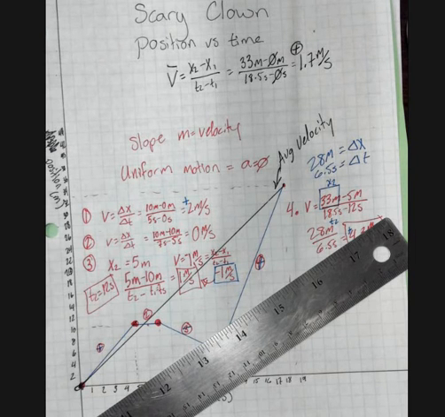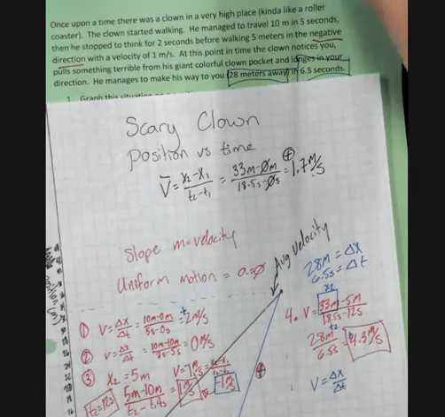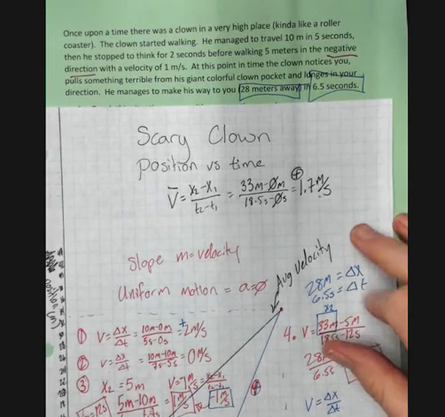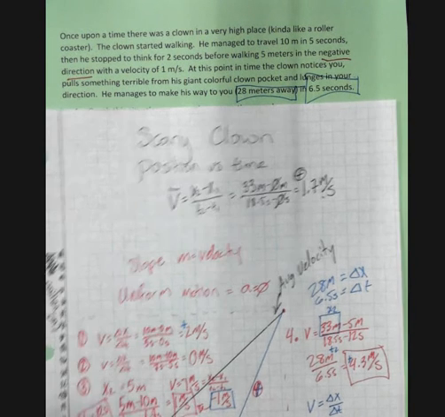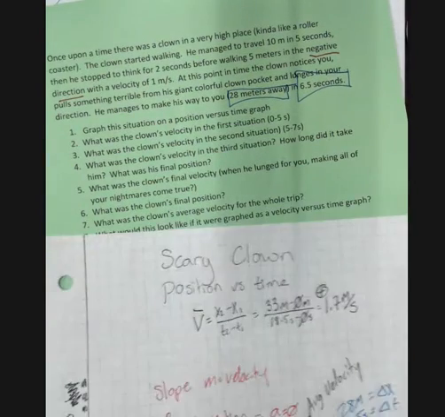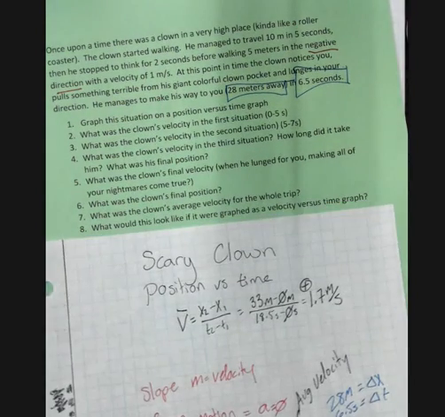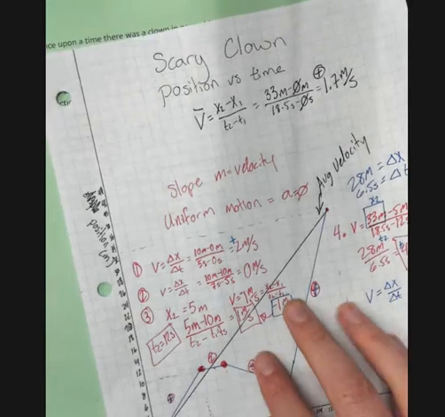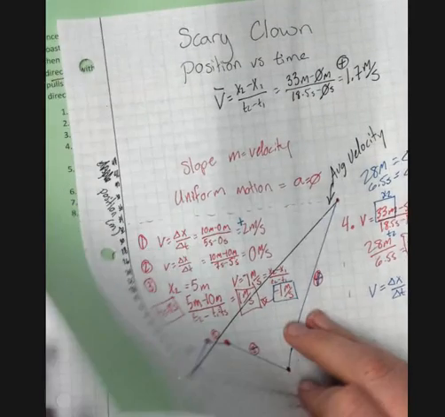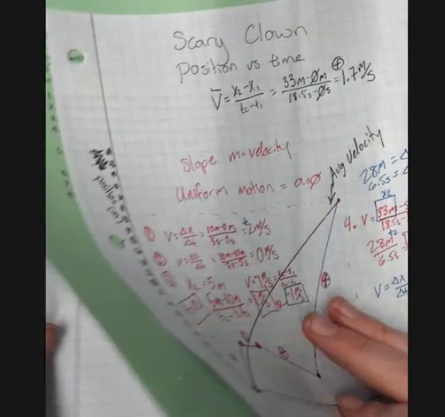All right, so that's one way to take a look at turning a descriptive situation like the clown of your nightmares into a graphical analysis and then using the graph to analyze the data. The last thing that we're going to take a look at is what would this look like if we graphed it as a velocity versus time graph. So we're going to take this position versus time graph that we did, and we're going to turn it into a velocity versus time graph.